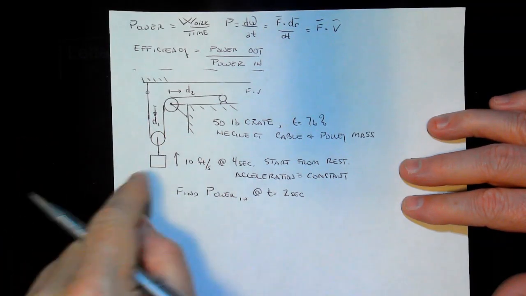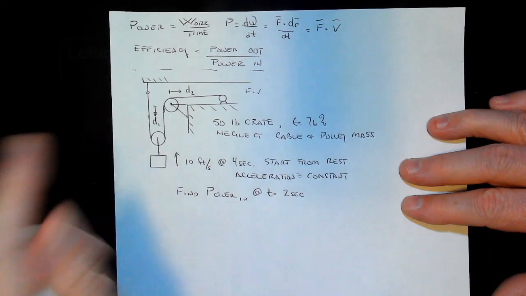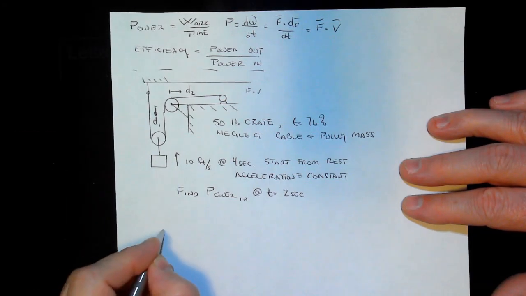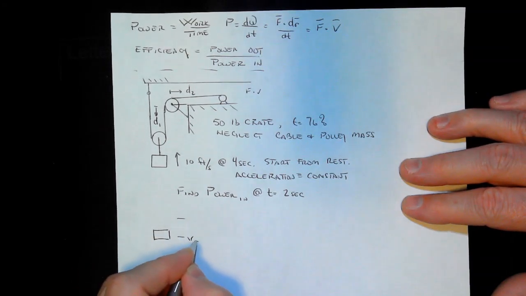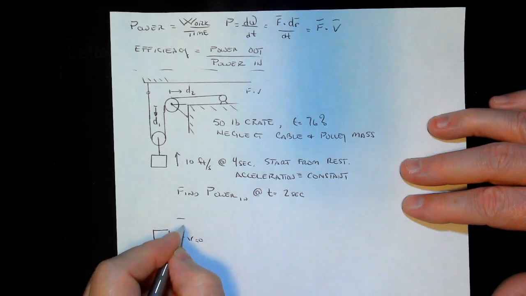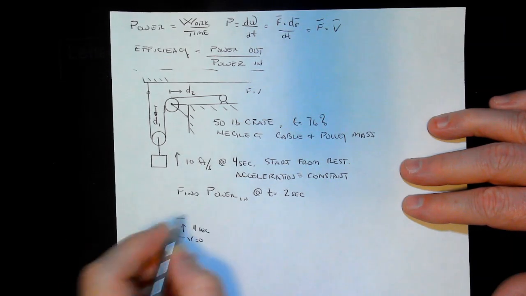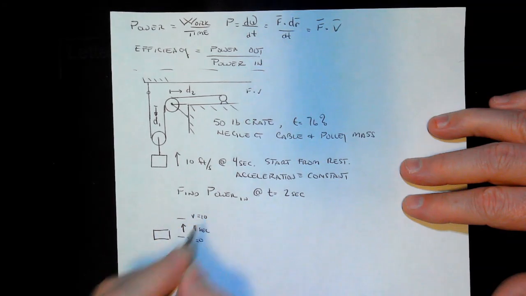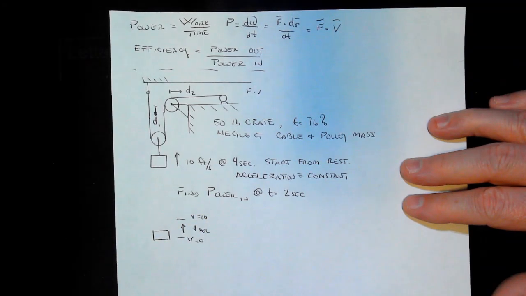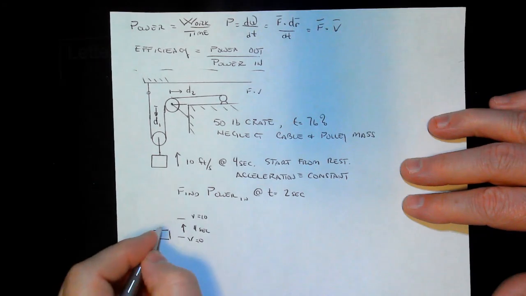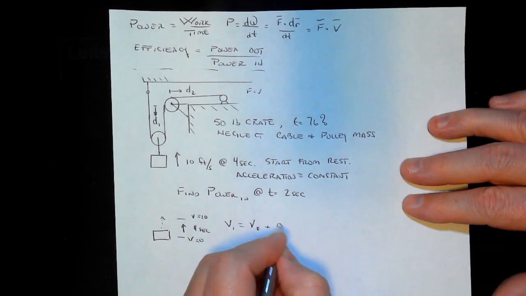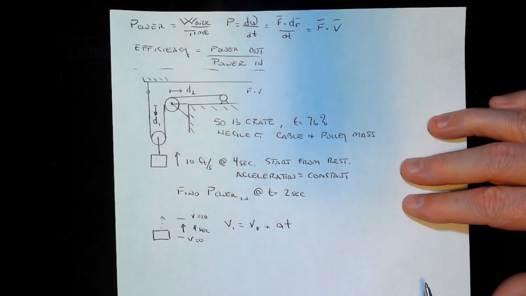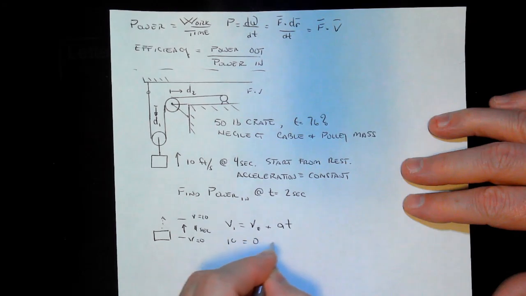All right. So I have this box, and it's going to start with velocity 0, and it's going to go up for 4 seconds, where velocity gets to 10 feet per second. And it's constant acceleration. All right, so we have V1 is V0 plus AT. You've all seen that a million times. So 10 equals 0 plus acceleration times 4 seconds.